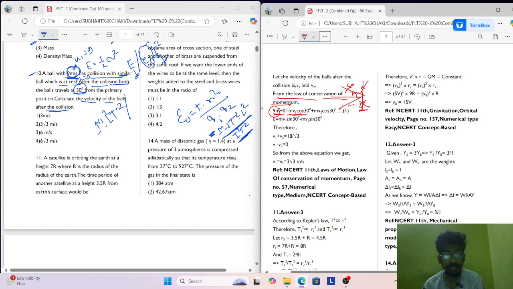For the second case, let the velocity of the first ball be v1, and for the second ball v2. m will cancel out. What will be remaining? 9 will be equal to cos 30, which is root 3 by 2, times v1 plus v2. 18, that means 6 root 3 equals v1 plus v2.